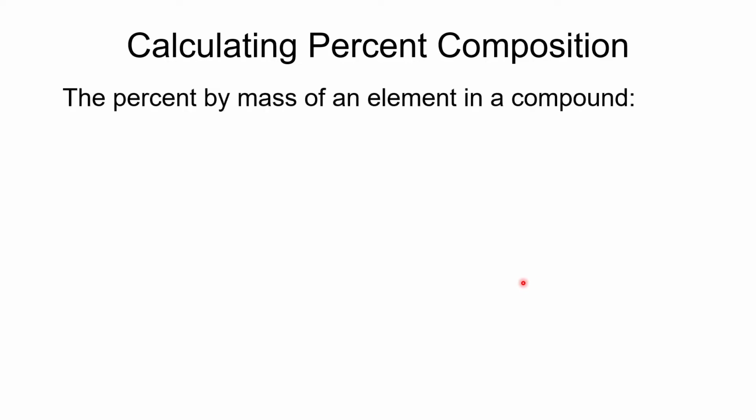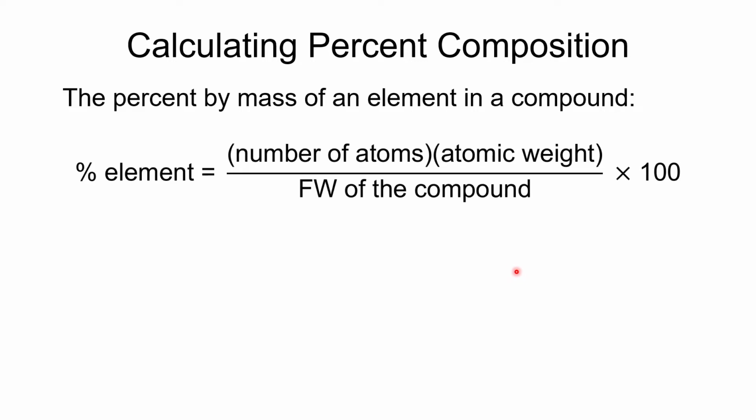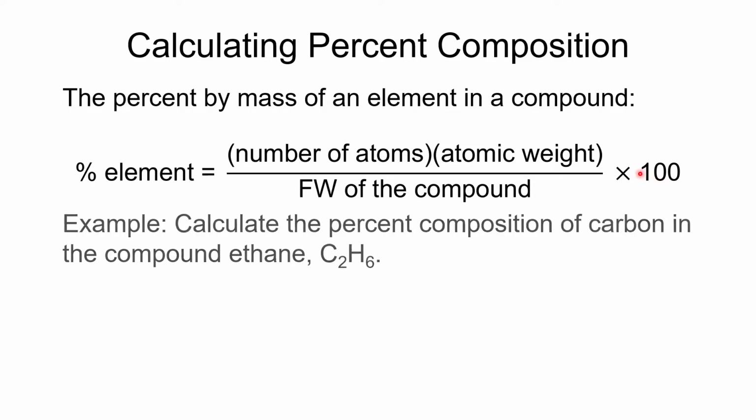So, calculating percent composition. The percent by mass of an element in a compound is given by this formula. The percent of that element by mass is going to be the number of atoms of that element in our formula times the atomic weight of that element divided by the formula weight of the compound, and then we multiply by 100 to make it a percentage.